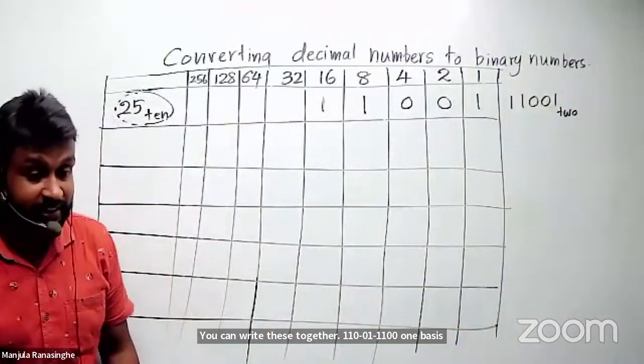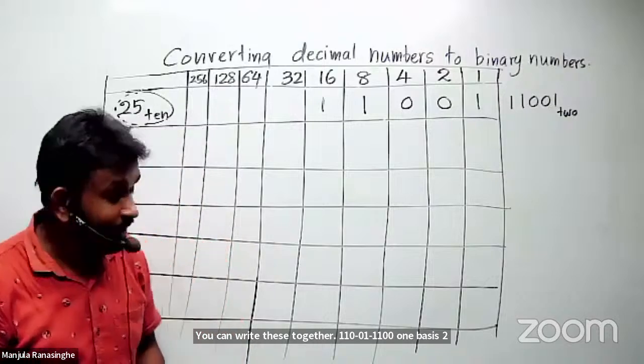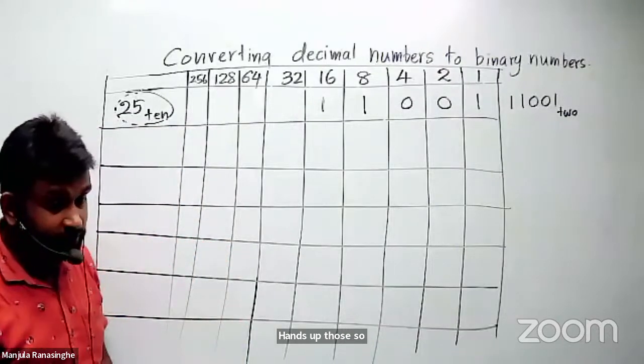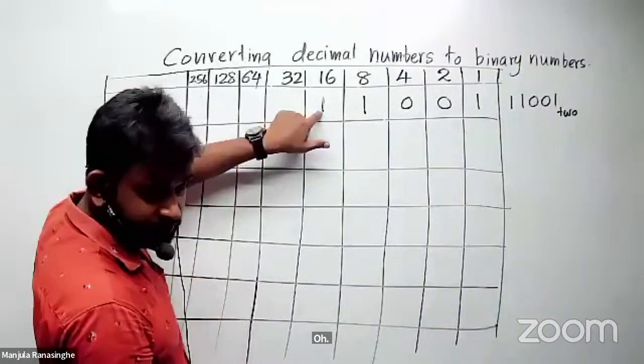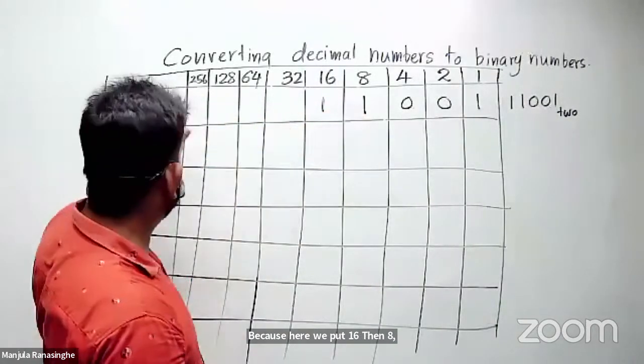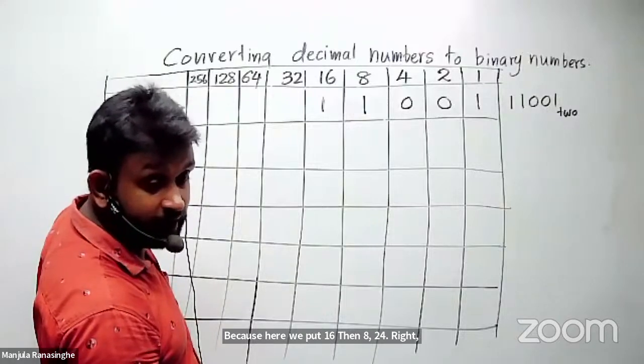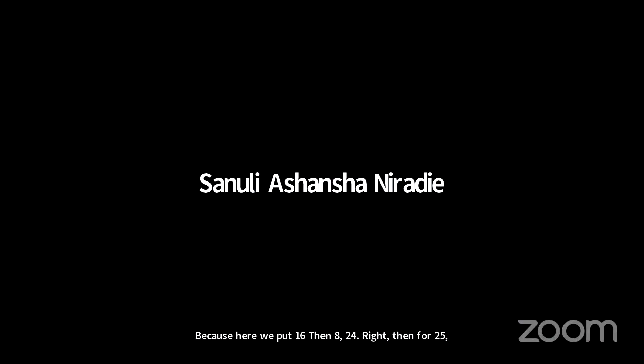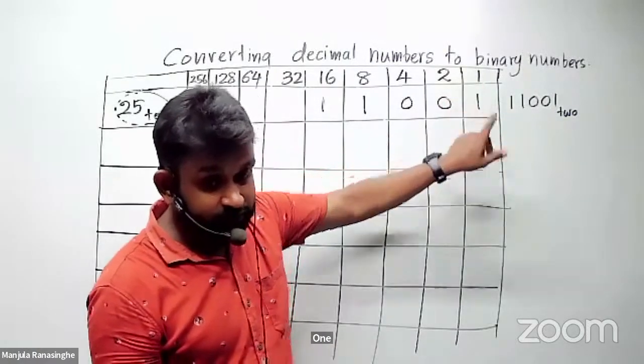Hands up those who understood this one. Sir, in ones place, why did you put 1? Because here we put 16, then 8, that is 24, right? Then for 25, what is the balance now? We have 1 balance, so we put 1. We can't put zeros for 32 and all. We are going only in between 16 and 1.